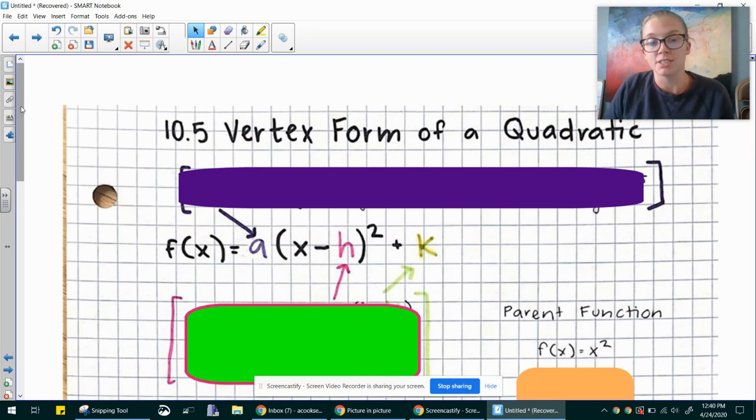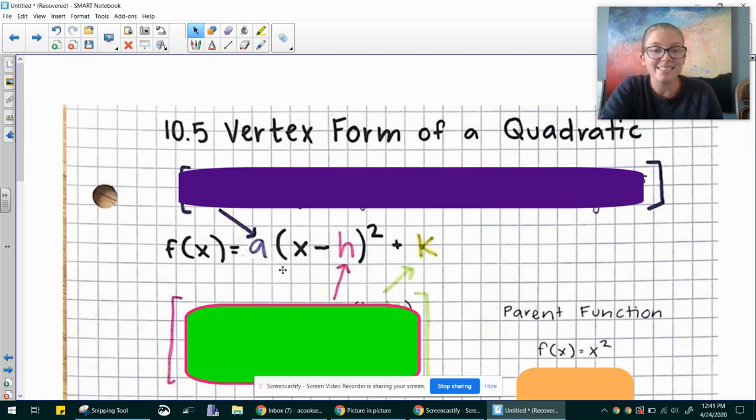solve for the x-intercepts. The vertex form of the quadratic, unsurprisingly, highlights the vertex, or the tippy top or very bottom point of that parabola that makes a quadratic, the parabola being that U shape that makes a quadratic. So this is the vertex form of a quadratic: f of x equals a times parentheses x minus h squared plus k.